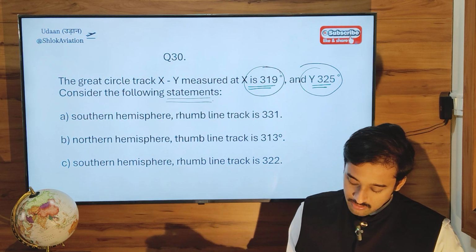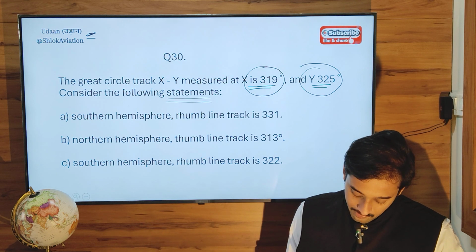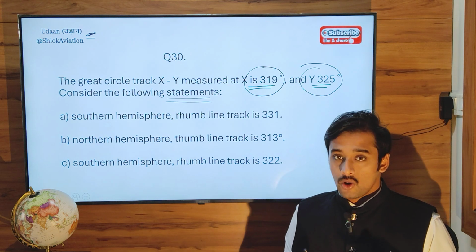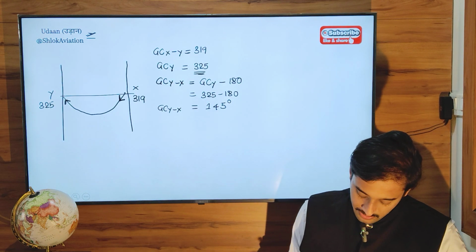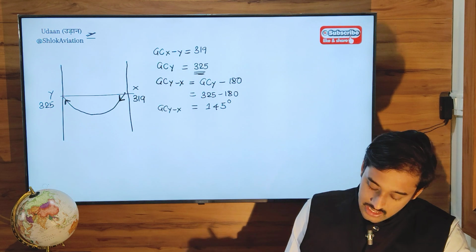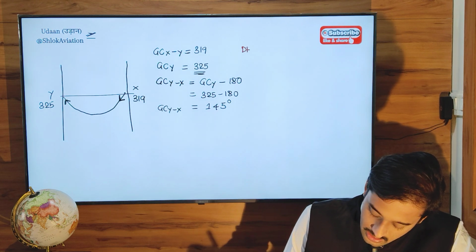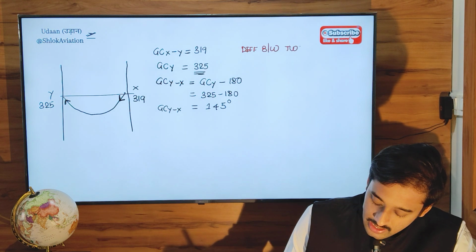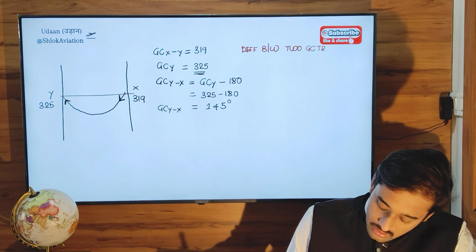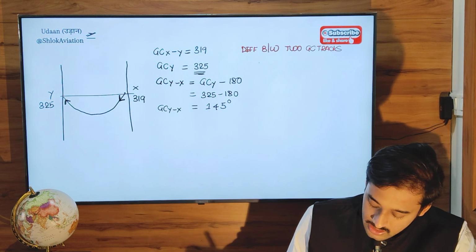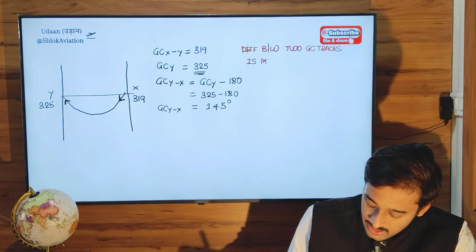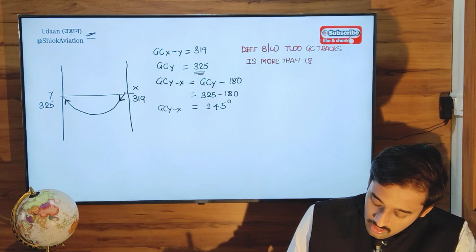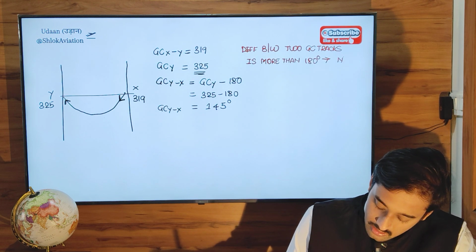Consider the following statements. First, let's find the hemisphere we are in, whether it's southern or northern. When the difference between two great circle tracks is more than 180, we are in the northern hemisphere.